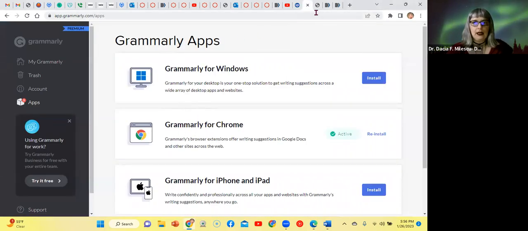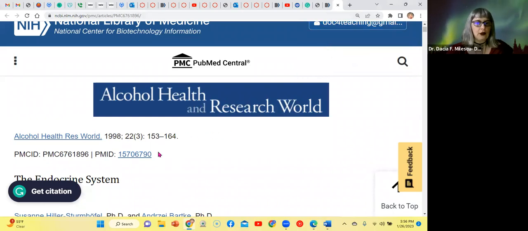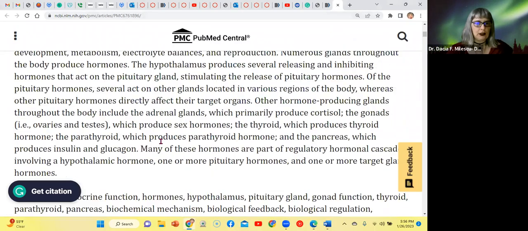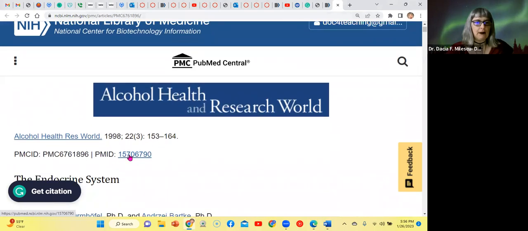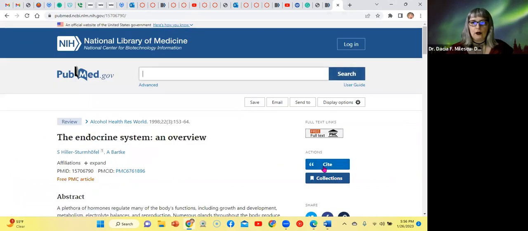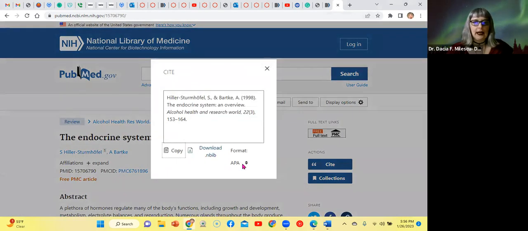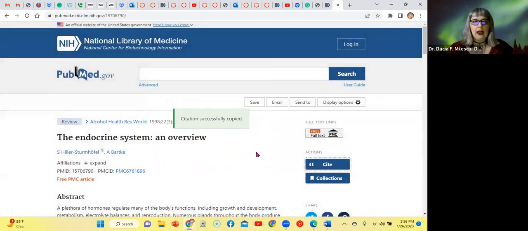Here's my Grammarly. The other thing I wanted to show you is if you look at an article, which is this one here, if you click on the PMID number here, and you go here to cite, boom. Now you could do whatever format. For us, it's APA format, and you just copy that. And now you are golden. You are not at all plagiarizing. Whenever you do a discussion board or an assignment, at the end of your content, you put reference, and then there you have it cited correctly.